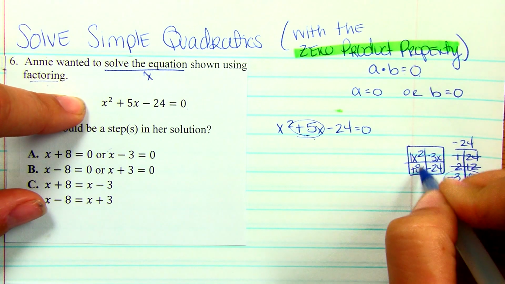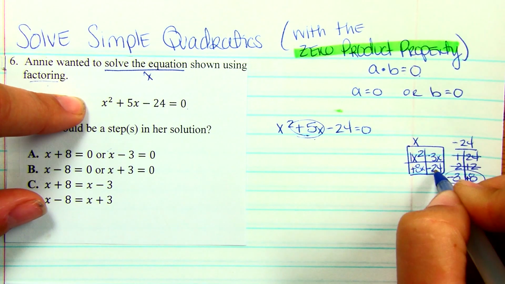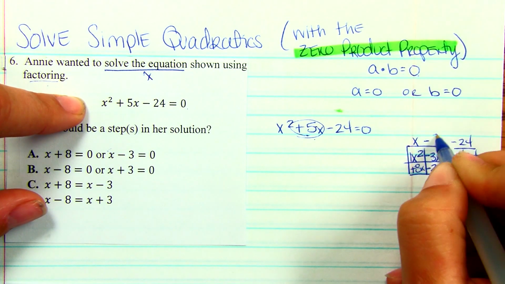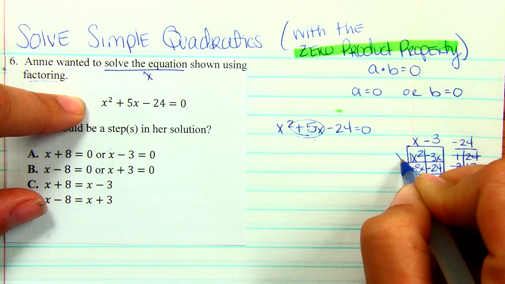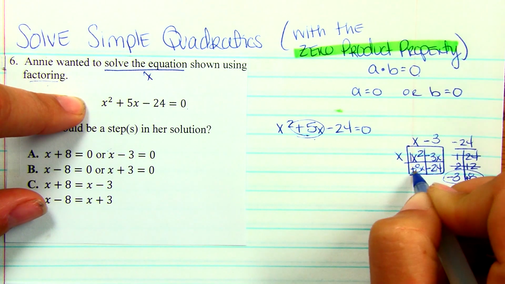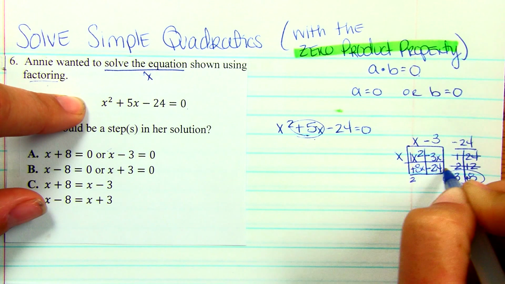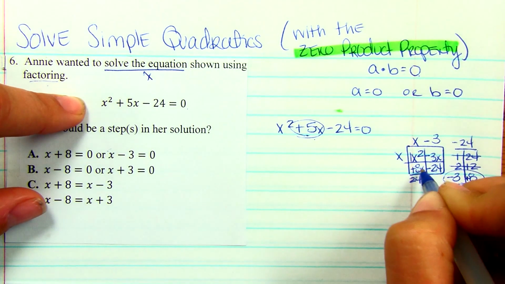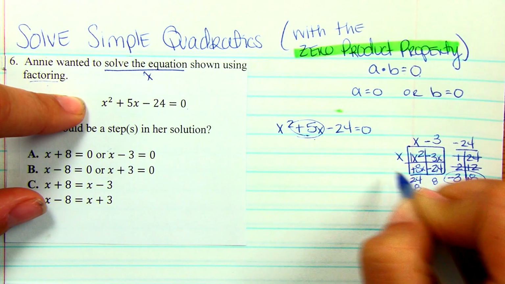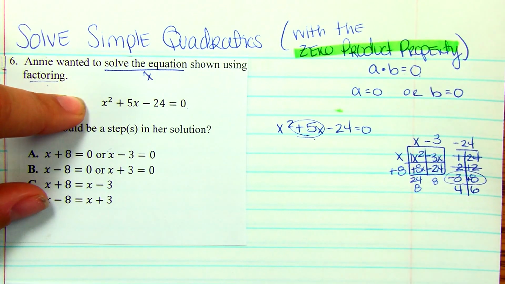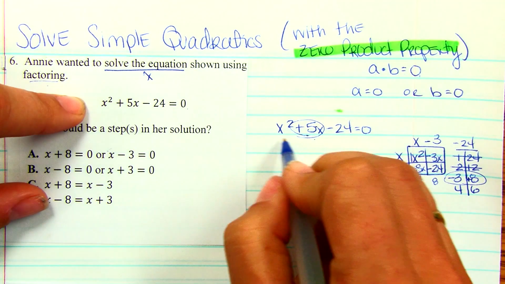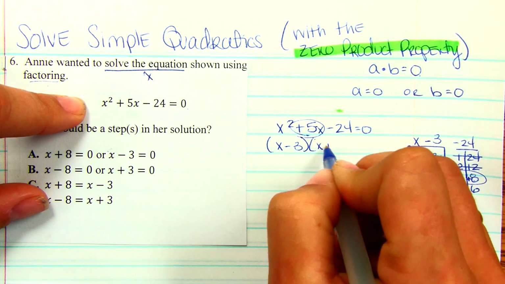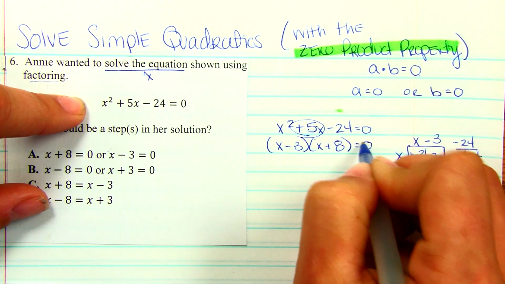Factor out here an x. Factor out here a negative. They're both divisible by 3. Factor out here an x. Factor out here, they're both divisible by 2. 8 is also divisible by 4, so is 24. 8 is also divisible by 8, and 24 is divisible by 8. So I'm going to factor out an 8. So this factors into x minus 3 times x plus 8 equals 0.